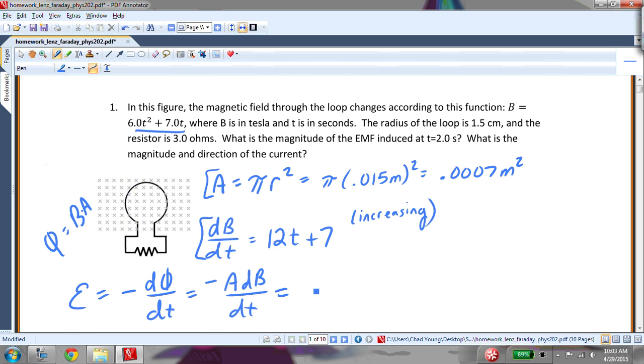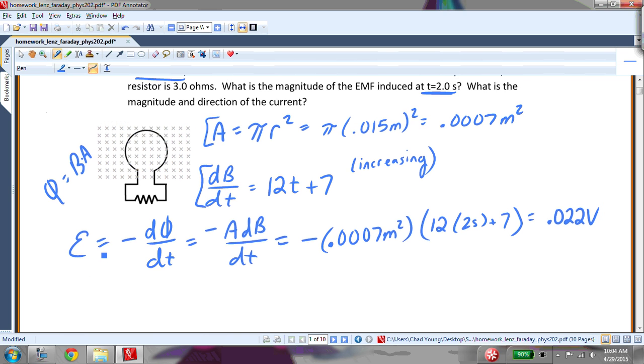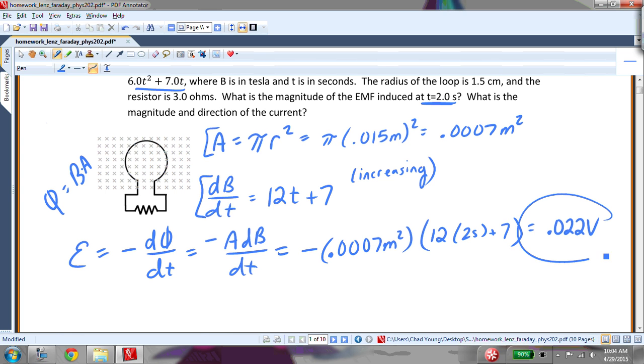Right, so I can come down here and put these values in. I'm looking for it at 2 seconds, but let me just first put in my A. A was 0.0007 square meters, and then dB/dt is going to be 12 times 2 seconds plus 7, and that has a value equal to 0.022. It's actually negative 0.022, but the negative just tells us the direction, and we need to use our right-hand rule and Lenz's law in order to determine the direction. So the EMF is 0.022 volts. That's the EMF provided by this changing magnetic field. Now we want to find the direction. So the magnitude of the EMF is 0.022 volts.